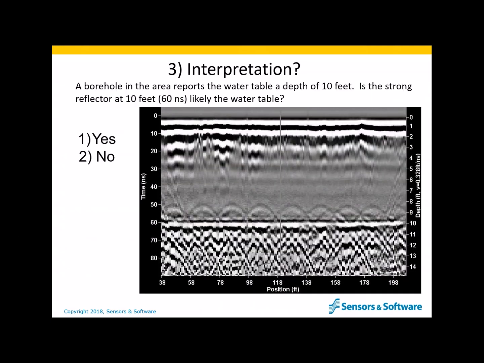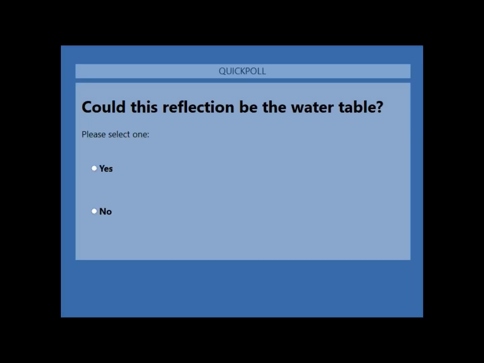Okay, moving on. So here's another one. I'll explain this one a little bit more. A borehole in the area reports that the water table is at a depth of 10 feet. Is the strong reflector that we see at about 10 feet here, 60 nanoseconds, likely the water table? Yes or no? Pretty even split here. 53% say no, 47% say yes.